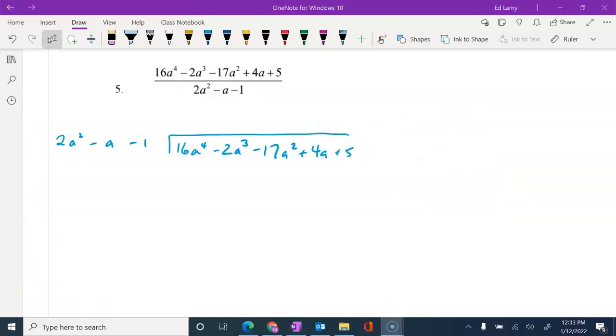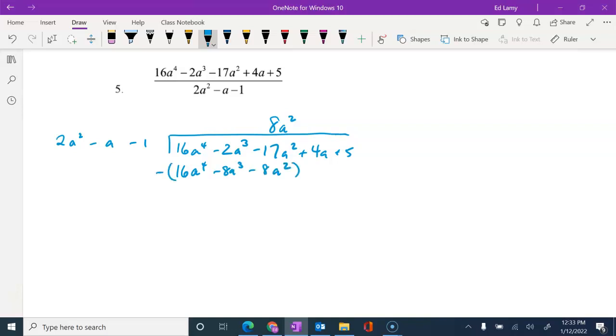Polynomial division. I've got it all set up for us. We first ask, what do I multiply 2a squared by to get 16a to the fourth? I hope you would say a squared. No, excuse me, 8a squared, because 8a squared times 2a squared would be 16a to the fourth. And I have to multiply times all three of those terms. Minus 8a cubed, minus 8a squared.